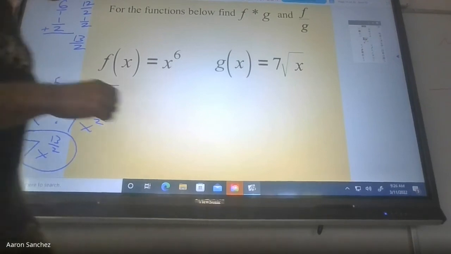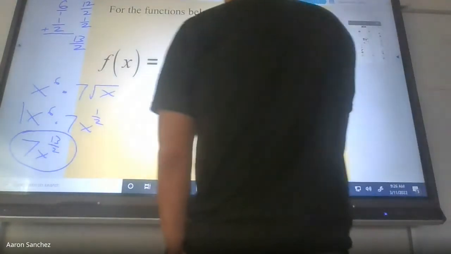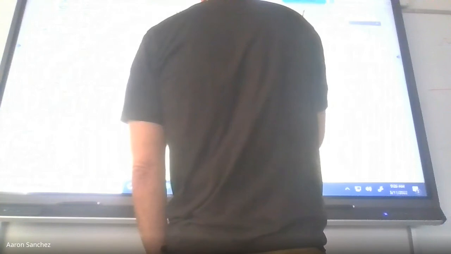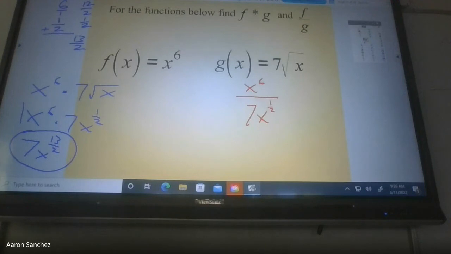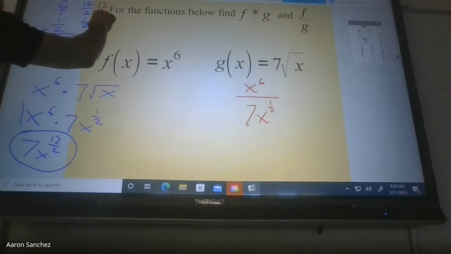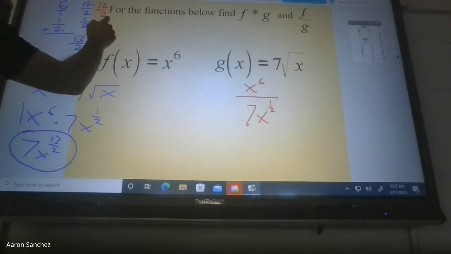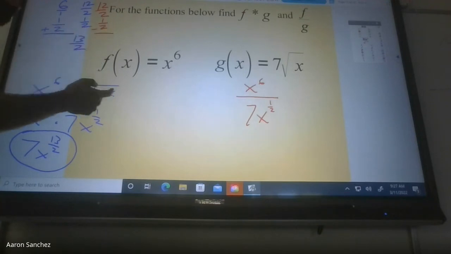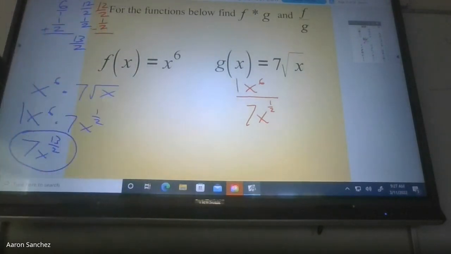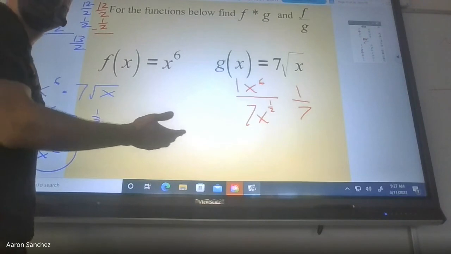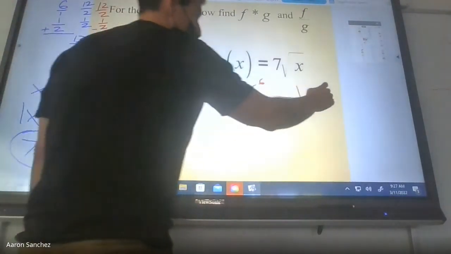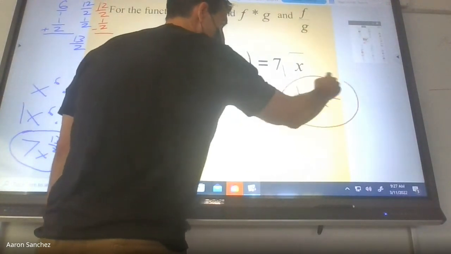F divided by G will be x to the 6 divided by 7, x to the 1 half. Right? You guys with me there? So it's 6 minus 1 half, which is 12 over 2 minus 1 half, which is 11 halves. And then I got 1 over 7, which I'm just going to write like this. 1 seventh is 1 over 7, right? Times x to the what? 11 halves. And that's all you got to do.